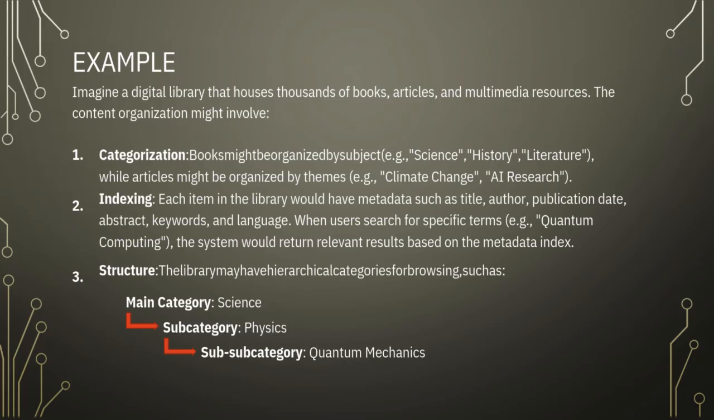Let us look at a concrete example to better understand how content organization works in a digital library environment. Imagine a digital library that contains thousands of books, journal articles, and multimedia resources. Without a proper organization system, users would struggle to locate the information they need.